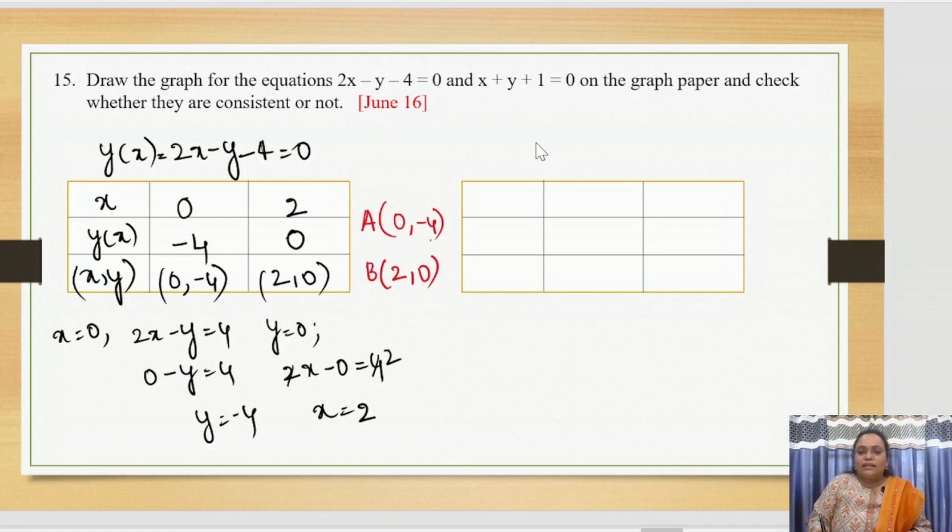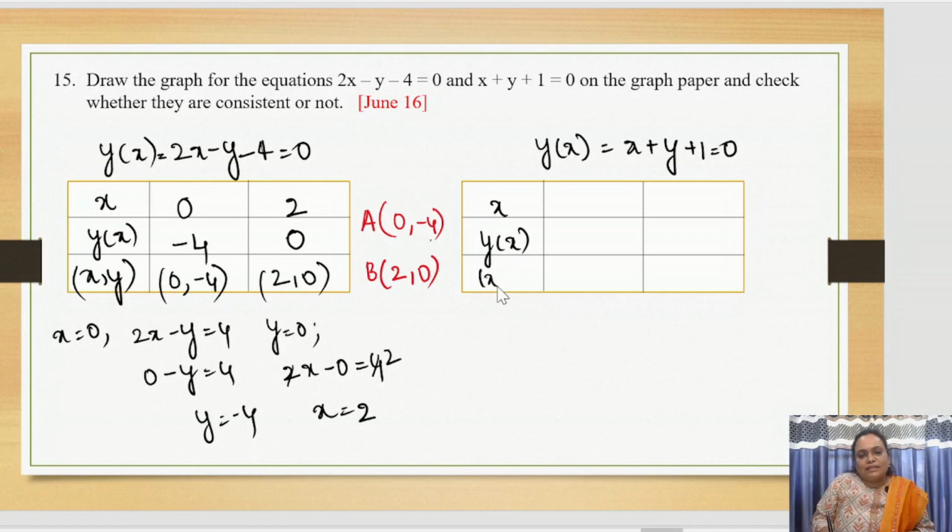Let us take the next equation, x plus y plus 1 equals 0. So this will be x, this will be y of x. This is x and y. Let us put x equals 0. So if x is 0, this will be 0 plus y equals minus 1, so y is minus 1. Okay, so the coordinates are 0 and minus 1.